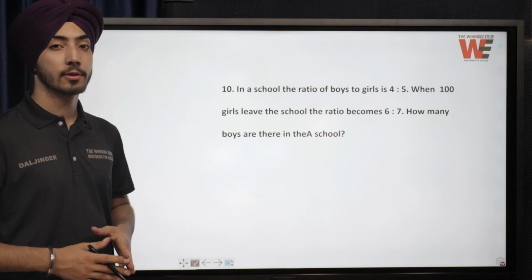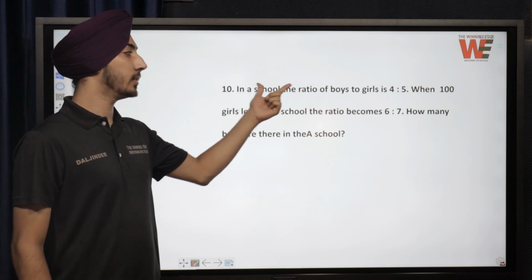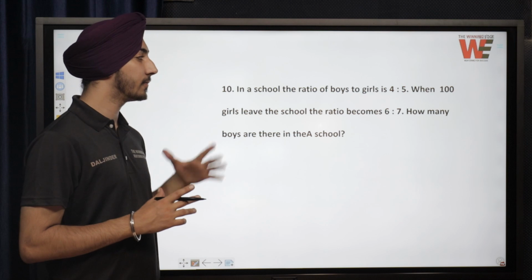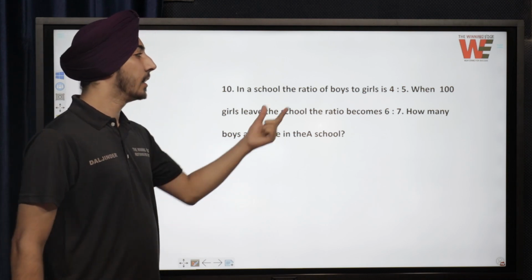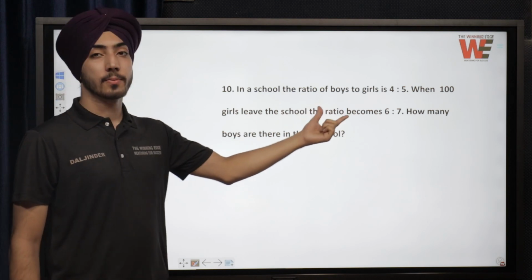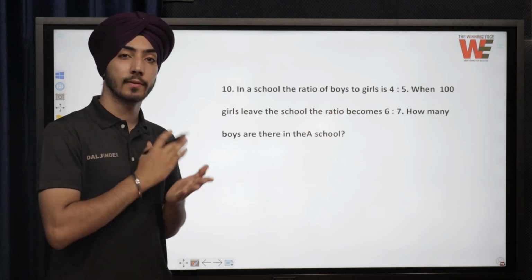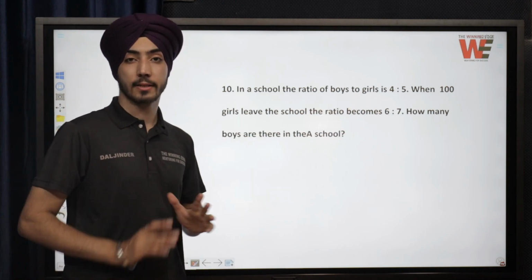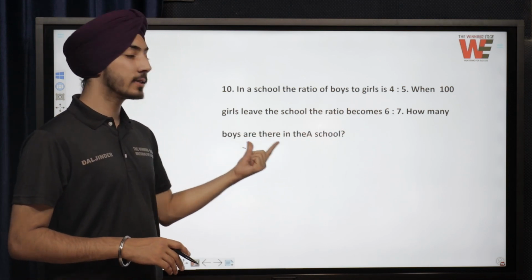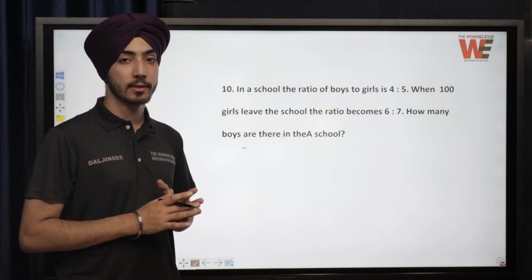It's question number 10. Question number 10 is saying to you that in a school, the ratio of boys to girls is given as 4:5. That out of every 5 girls, there are 4 boys. Okay? When 100 girls leave the school, the ratio becomes 6:7. Now, if 100 girls leave for some reason or the other, then the ratio between boys and girls becomes 6:7. Okay? How many boys are there in the school? Now, we have to find out how many boys total are there.